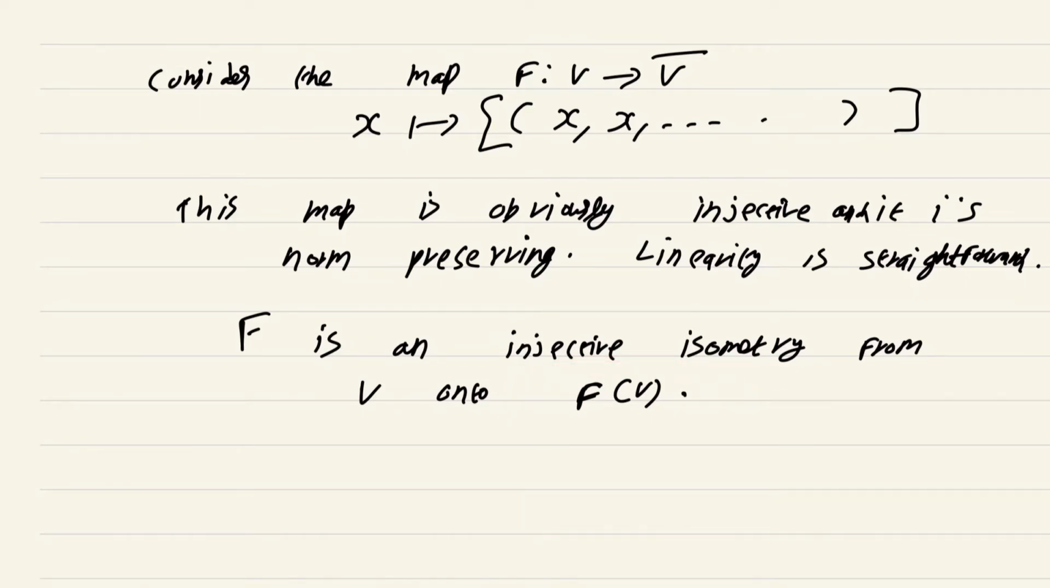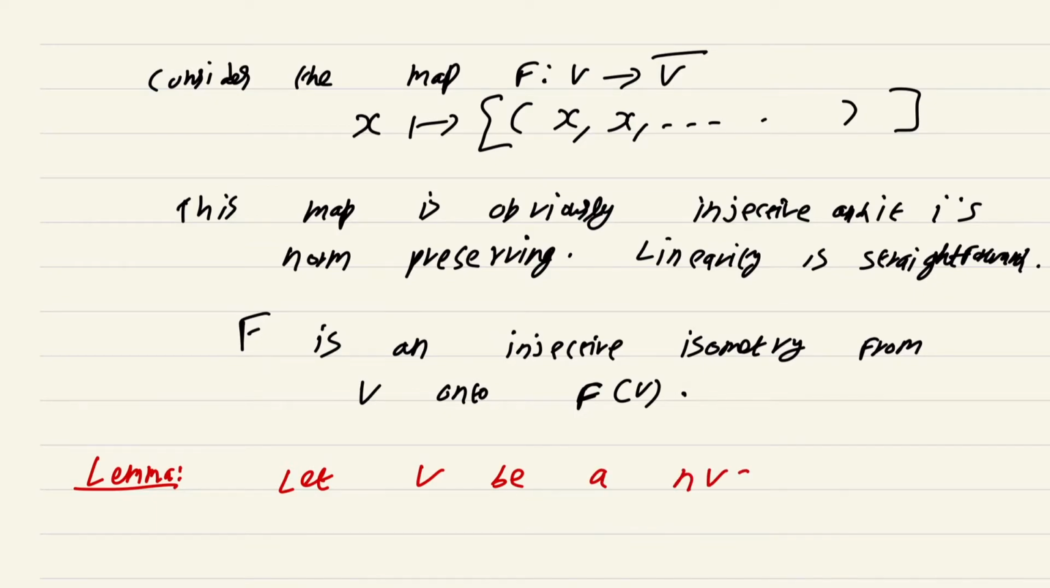Now we still have to show that this bizarre space V bar is actually a complete normed vector space, and that is going to be taken care of by the next lemma. The next lemma relates density and completeness. What it says is the following: let V be a normed vector space.